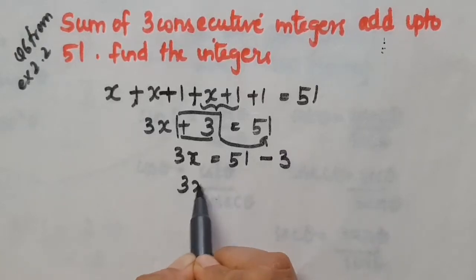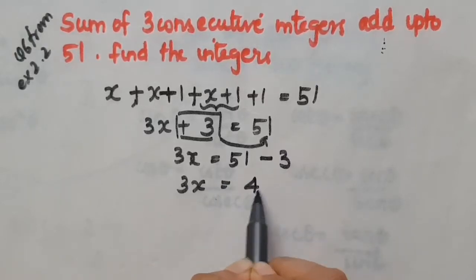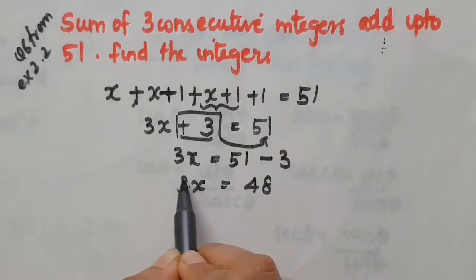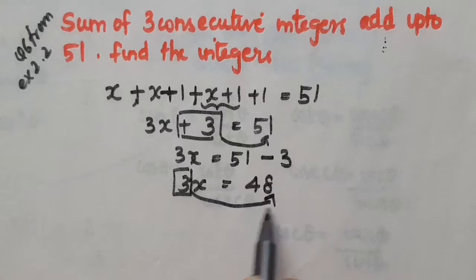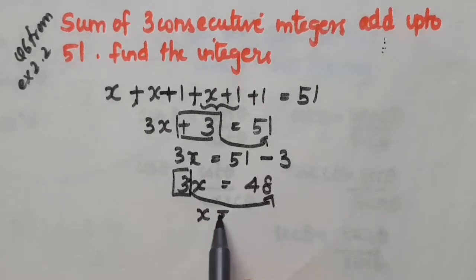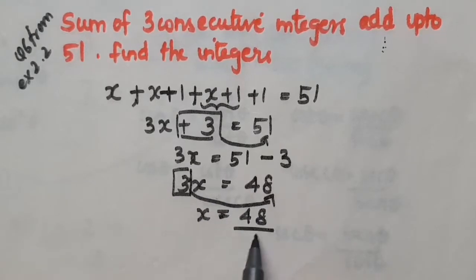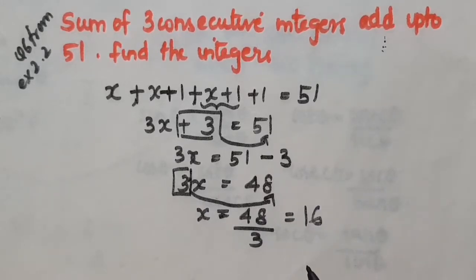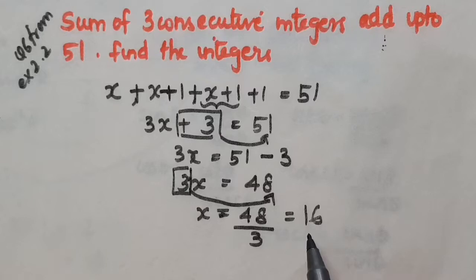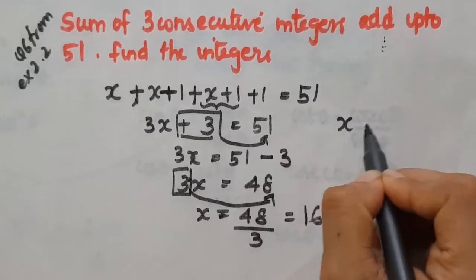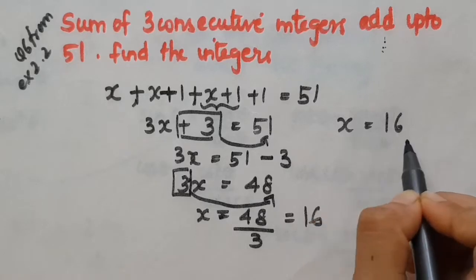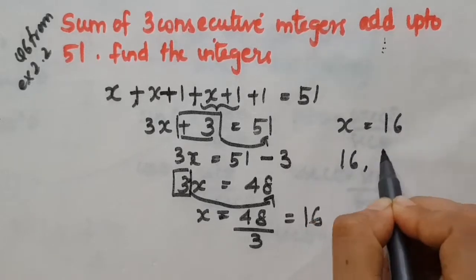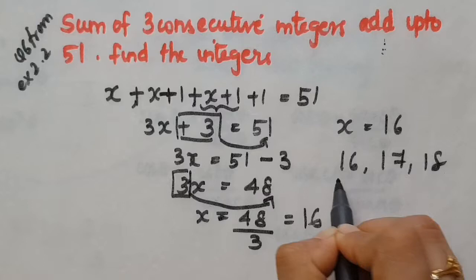So 3x is equal to 48. Now we are taking the 3 multiplied, that is 3 times, to the other side. So x is equal to 48 divided by 3, that is equal to 16. So we got x is equal to 16. Then the 3 consecutive numbers are 16, 17 and 18.